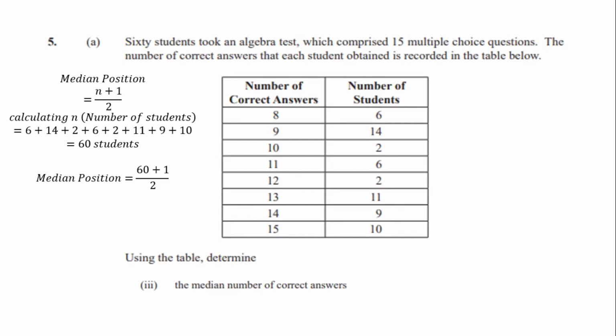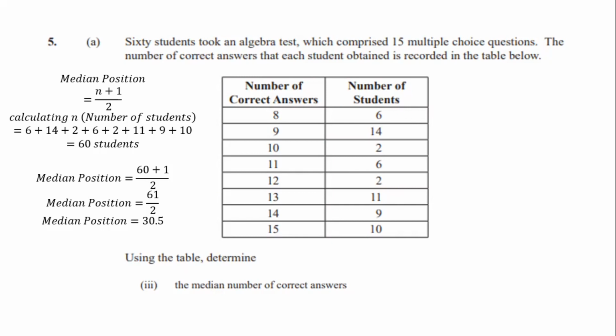So median position is equal to 60 plus 1 divided by 2, which is 61 divided by 2. And when you work that out, you get 30.5. So our median position is the 30.5 position. Therefore, it will lie between the 30th and the 31st correct answer. So that is where our median number of correct answers is.